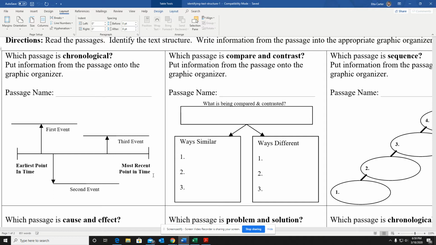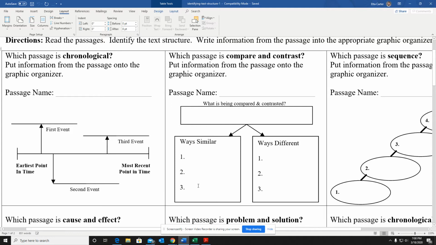So, like when I mention years, 1974, 1992, when you put those dates in order, you put things in chronological order. And here they have first event, earliest point in time, second event, third event, most recent point in time. So you see that there's an order based on time. So when you think about chronological order, think about time.